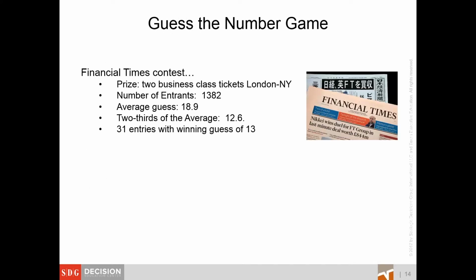I'll show you a couple of interesting little examples. The Financial Times had a contest, same exact thing that we just did here. They offered up 2 business class tickets, London to New York. 1,400 people submitted a guess. Their average came in at 18.9. They had a lot more time to think about it than you all did. 2/3 of that came in at 12.6. 31 people had submitted the winning guess at 13.